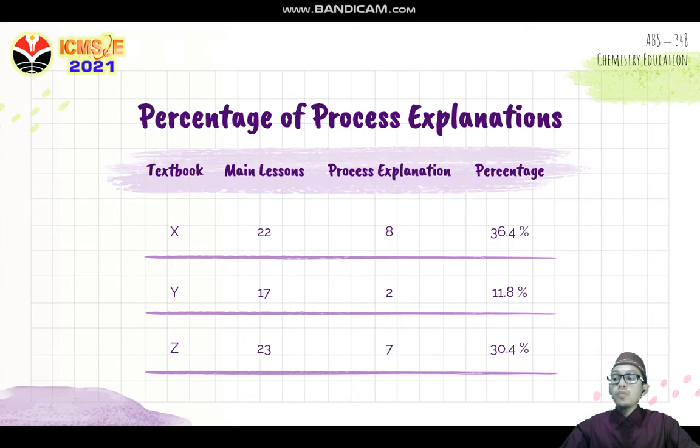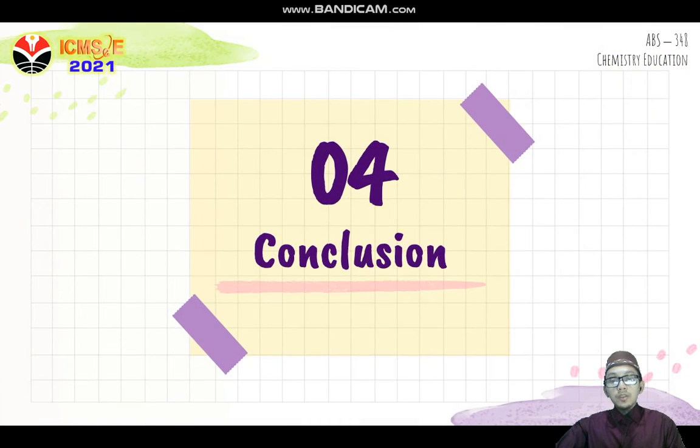In textbook X, there are 8 of 22 main lessons that have used the process explanation model in their explanation. In textbook Y, only 2 of 17 main lessons have explained using the process explanation model, and in textbook Z, there are 7 main lessons from a total of 23 main lessons that use an explanation with a process explanation model. Okay, everyone, the last part is conclusion.